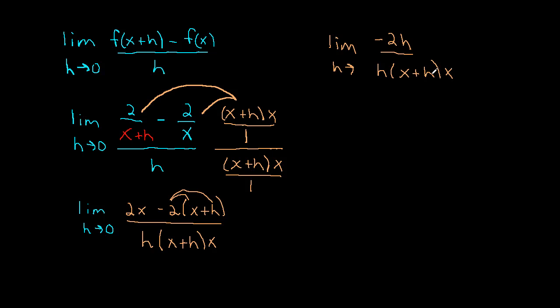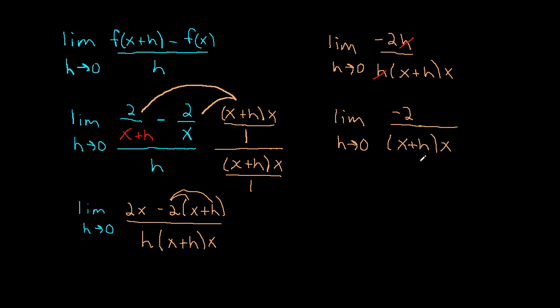Okay, so here's what I have now. Notice I still have an indeterminate form here, h goes to 0. Now, you'll notice that I have an h in the numerator and an h in the denominator. They reduce, and I'm left with the limit as h goes to 0. Up top I have negative 2, and down below I have x plus h times x.